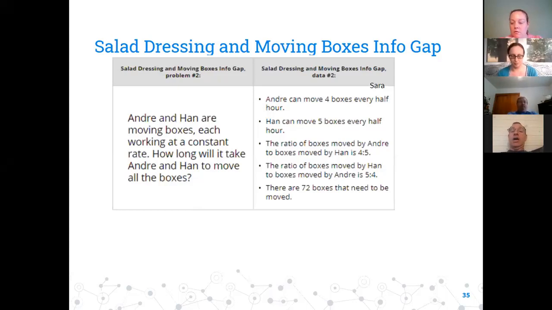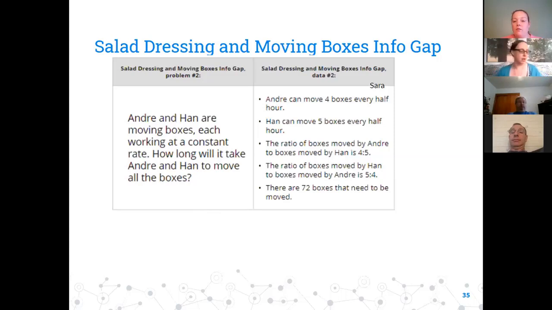Andre and Han are moving boxes working at a constant rate. And I need to know what that constant rate is. Okay, so you need both the rate for Andre and Han. Right. Okay. Andre can move 4 boxes every half hour. And Han can move 5 boxes every half hour. Thank you.